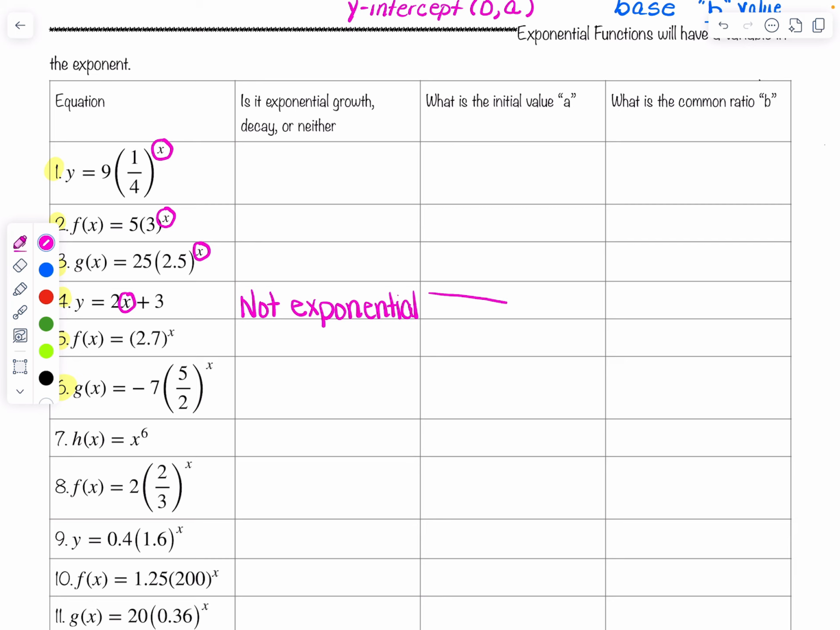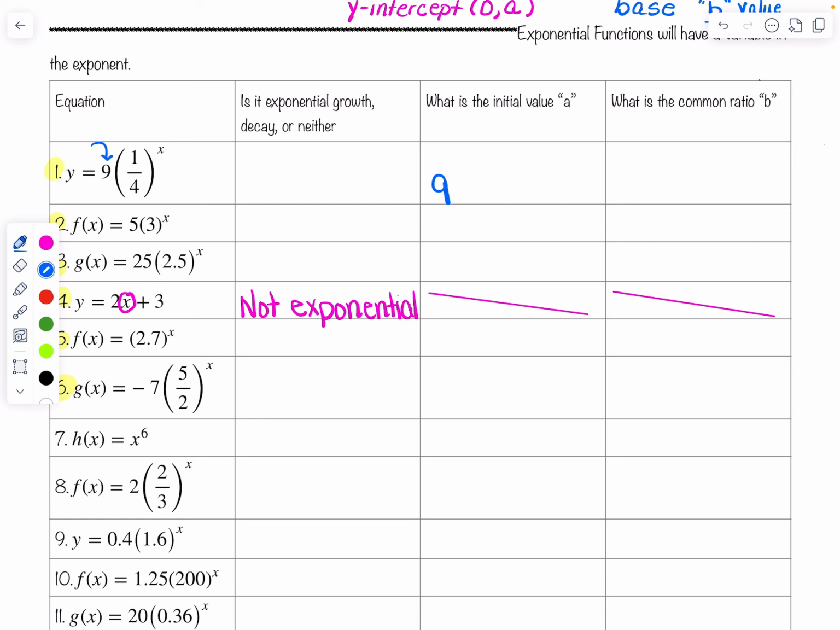If it's not in the exponent, you can just write down not exponential and cross off these other two, because we cannot find the initial value or the common ratio if we're not looking at an exponential. So you can do that through this entire worksheet. Make sure that the variable in the exponent is x. That's number one. That has to be done, okay? Next, once we see that the variable x is in the exponent, the next thing we're going to be looking for is what is the value of a? Well, a in this case is 9.